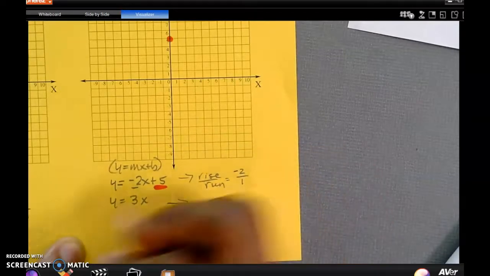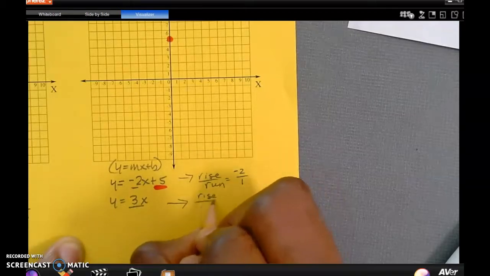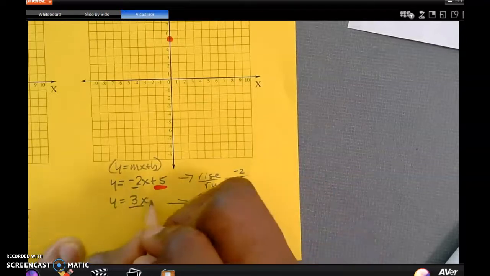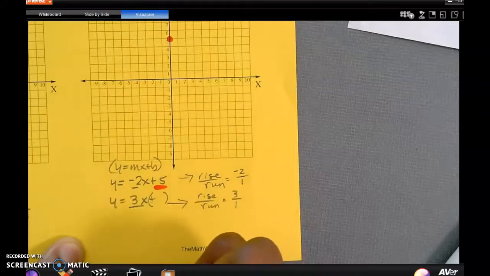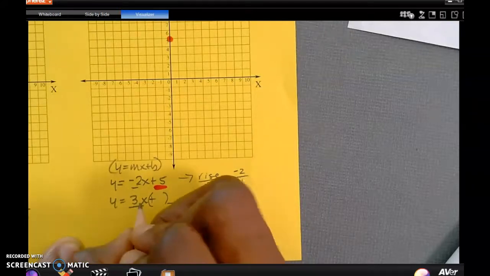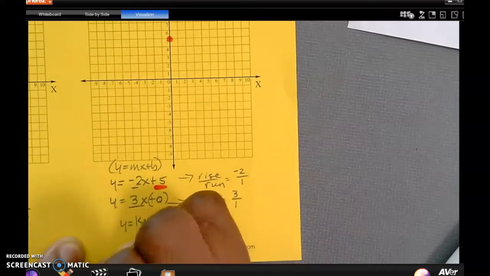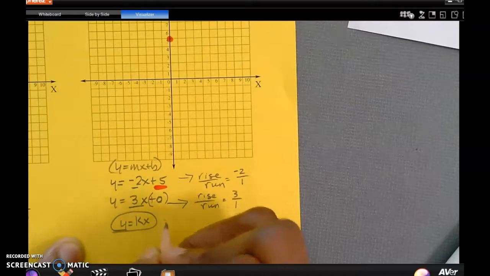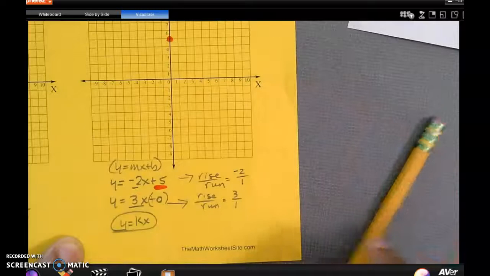Doing the same thing for that one, I know that my slope is 3. So in the form of rise over run, that is equal to 3 over 1. Now if you notice here, there is no additional value. When that is like that, we assume that that is 0, because this formula shows that there is direct variation. There's no 0 here, but we know that 0 means the origin. That's this point right here in the middle of the coordinate plane.